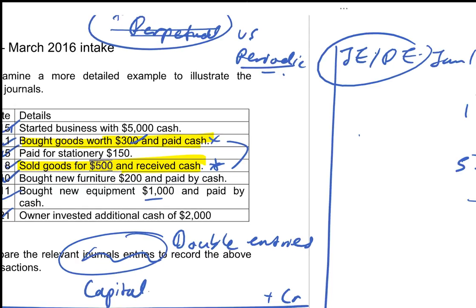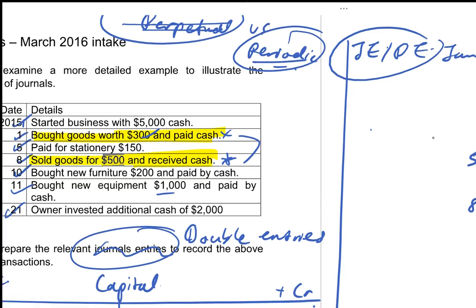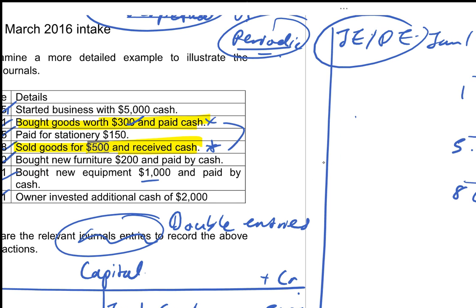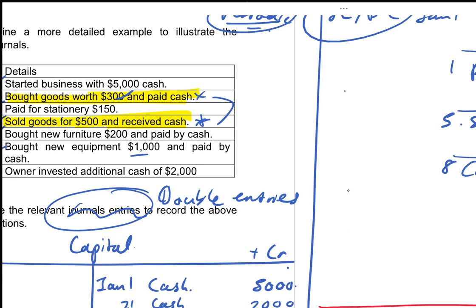The 8th, sold goods 500. So initially, how you would do is that you use debit cash and credit inventory. Now, because I tell you periodic method, then you replace this with sales. So sales, which is 500 and 500. Anything else? There's the 10th.